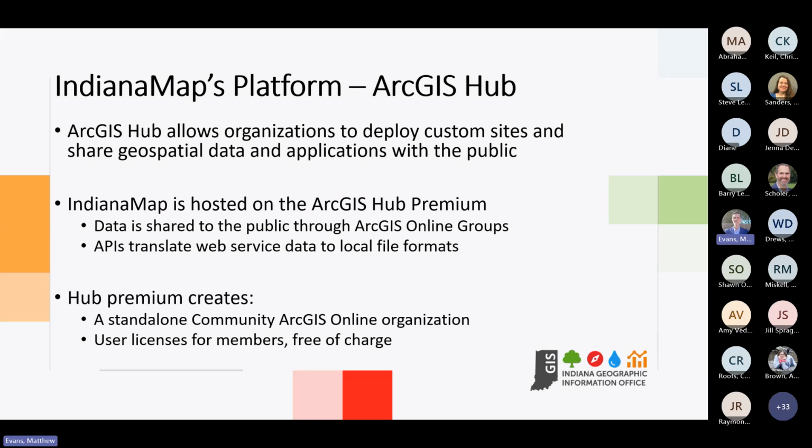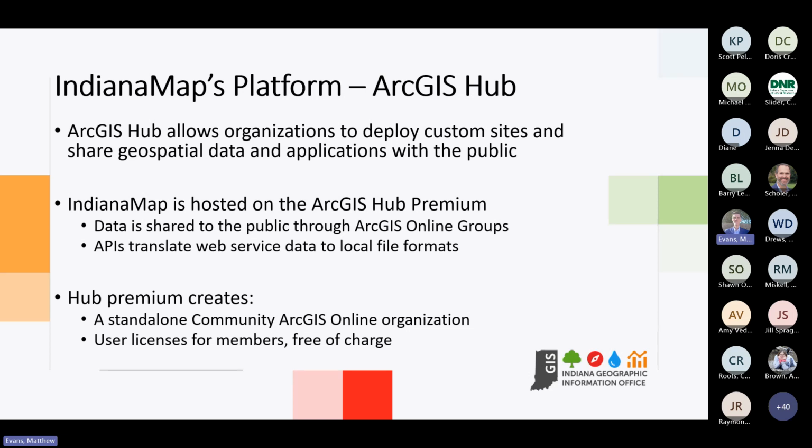So to start with, IndianaMap is deployed on Esri's ArcGIS Hub platform, and ArcGIS Hub is a solution that allows organizations to create custom online websites and share geospatial data and applications with the general public. This is a platform that is being widely adopted by federal government, state government, and state agencies for their open data needs. ArcGIS Hub is integrated with ArcGIS Online, and all of the data that is shared out on the open data site is pushed out through the ArcGIS Online environment through different group sharing.